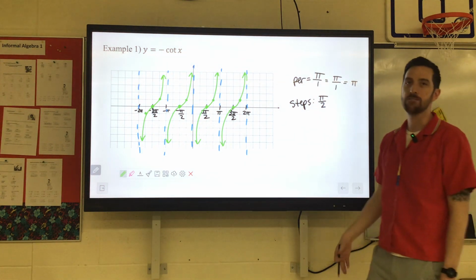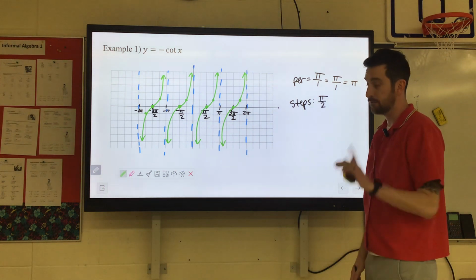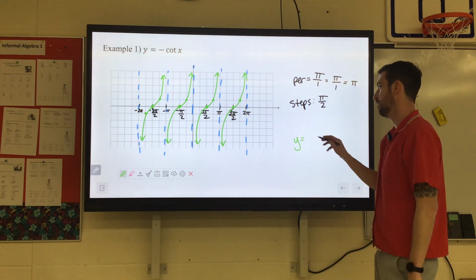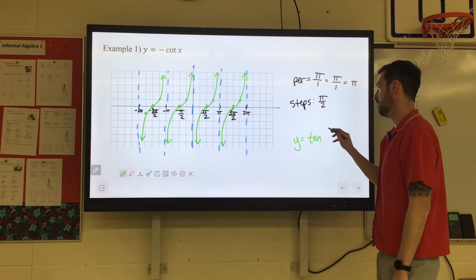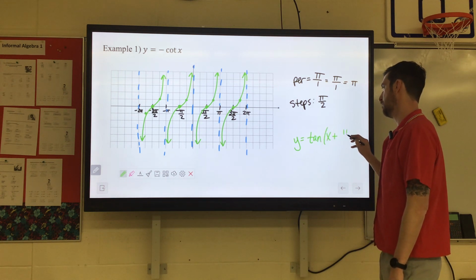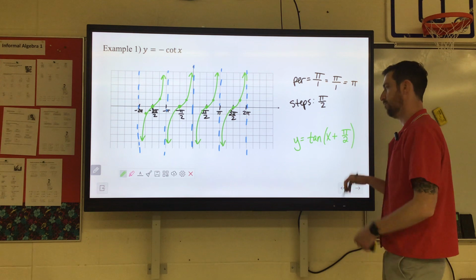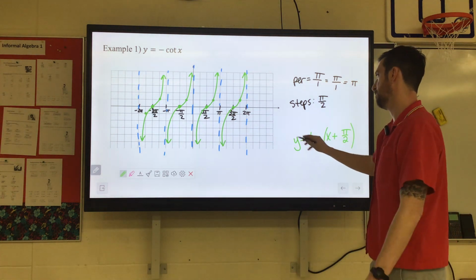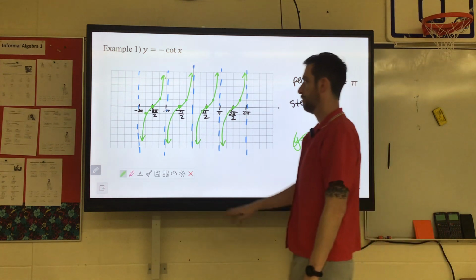There's negative cotangent of x. Looks very similar to if I said write that as a tangent graph, you could say y equals tan x plus pi over 2 or minus pi over 2 or whatever. You just have to shift the asymptotes for that. Cool. One more.